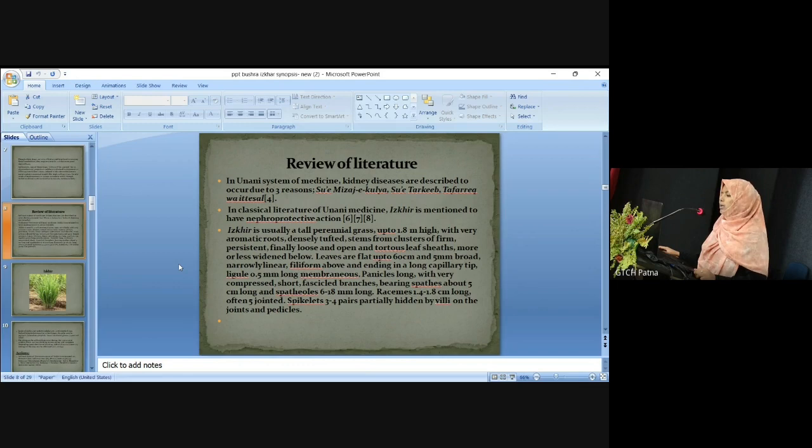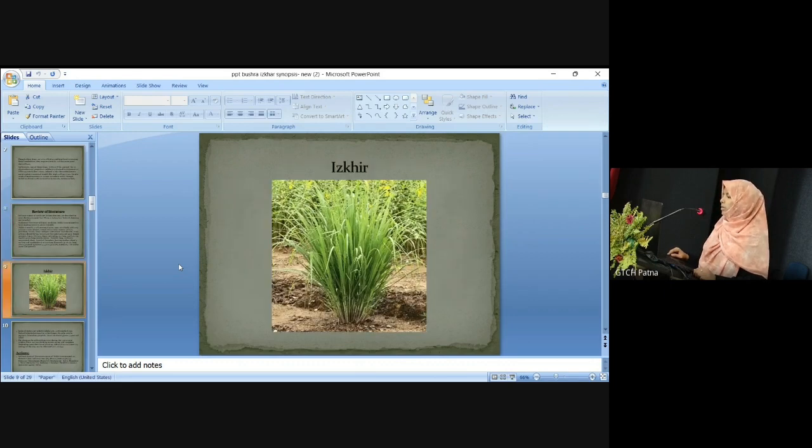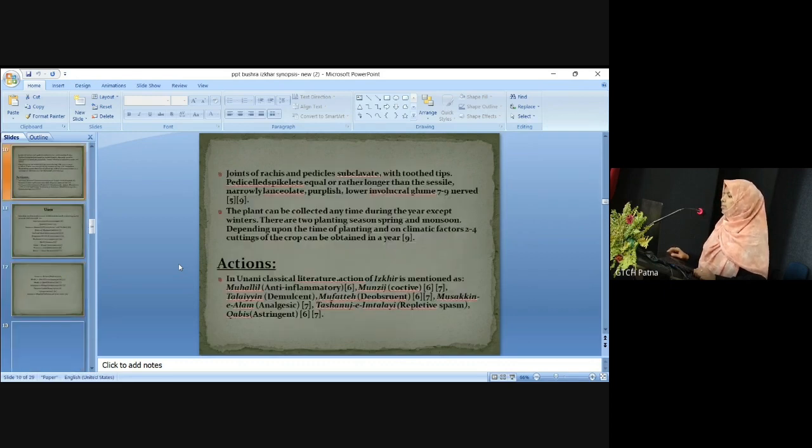Izkhar is usually a tall perennial grass. We all know Izkhar is nothing but lemongrass. Lemongrass, everyone is aware of that. It is a very common herb and it is available almost everywhere in India. It is also cultivated outside India, and in India it is cultivated as well as exported out of the country. So this is a very common drug which everyone is aware of. This is Izkhar, lemongrass.